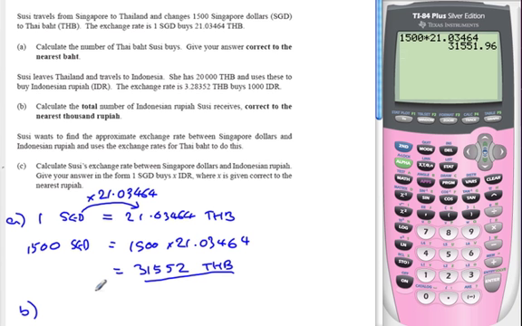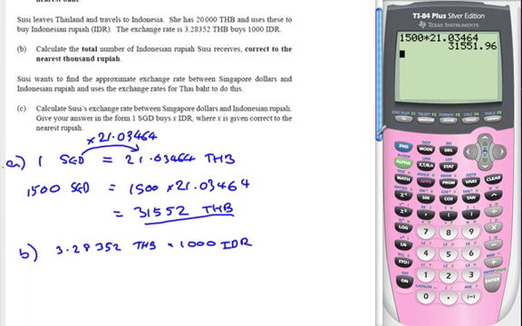Susie leaves Thailand and travels to Indonesia. She has 20,000 Thai baht and uses them to buy Indonesian rupees. The exchange rate is 3.28352 Thai baht gives you 1,000 Indonesian rupiah. Okay, well, and what do we need to do here?